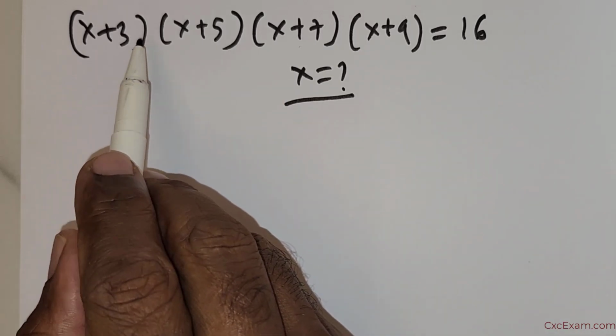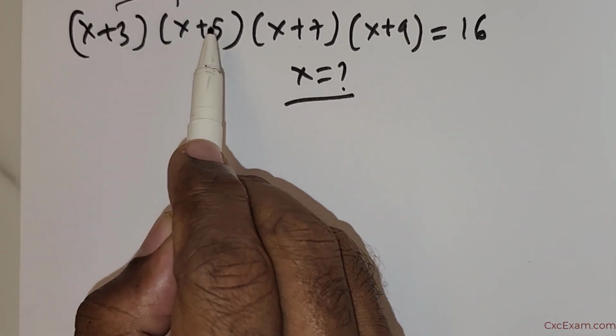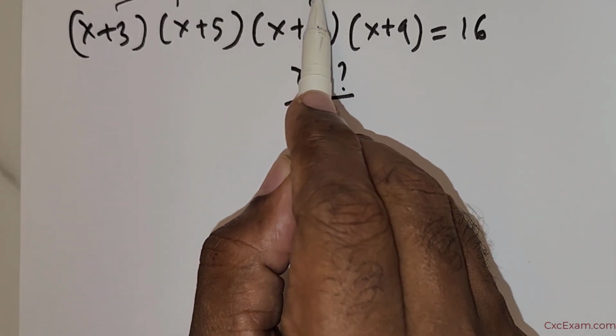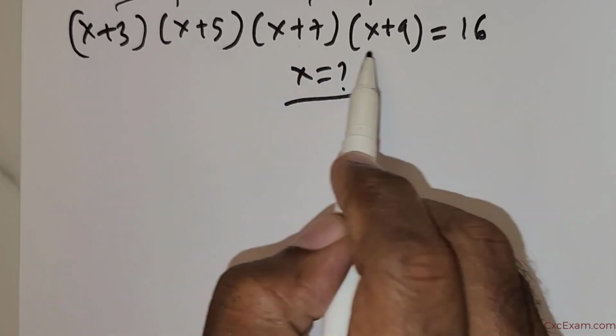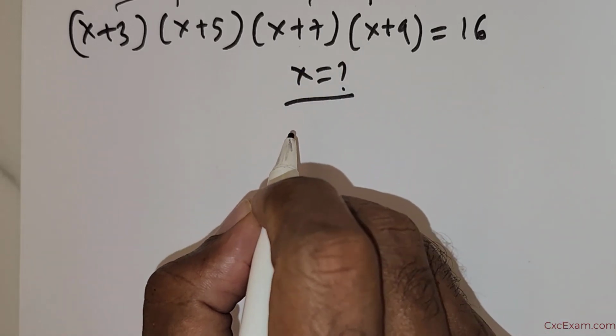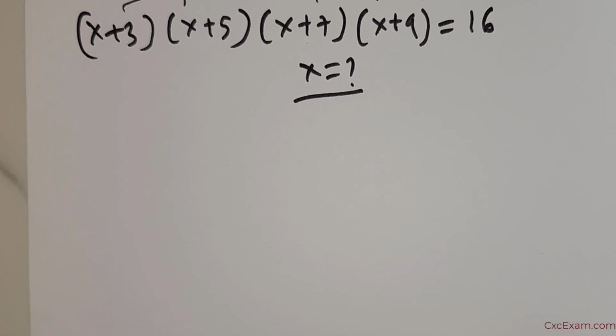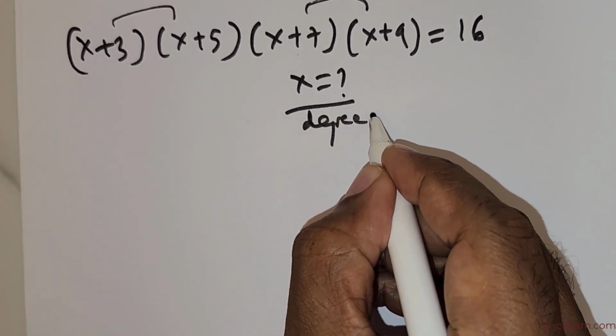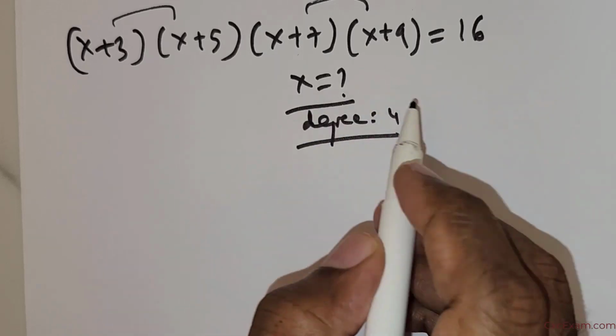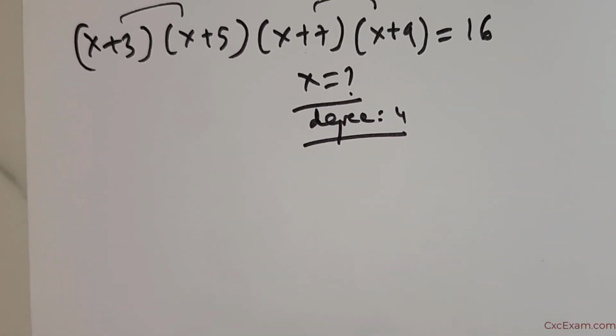Now usually what people will do is they will multiply the first two quantities and the second two, or I would say the third and the fourth quantity, and then re-multiply it. Thereby they would get a huge polynomial, and that polynomial would be of degree 4. Now to solve that is not going to be an easy task.